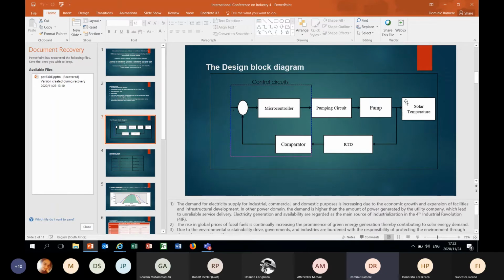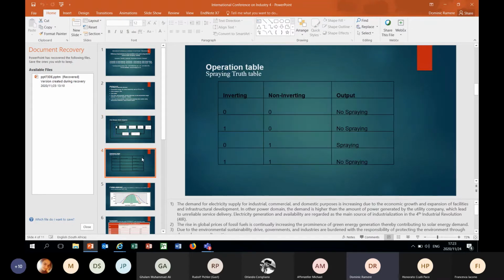When the temperature is between 15 and 35, the water stops spraying. If the temperature is still above the range, then the RTD, the resistance temperature detector, takes the reading to the comparator again, and it goes to the microcontroller. The microcontroller makes the decision based on whether the system temperature is within the range or above. When it's above the range, it sprays the water again so that it can maintain the temperature of the solar panel between 15 degrees Celsius and 35.